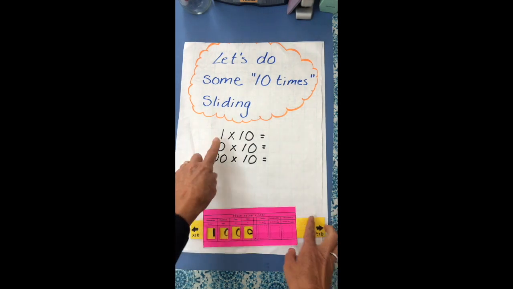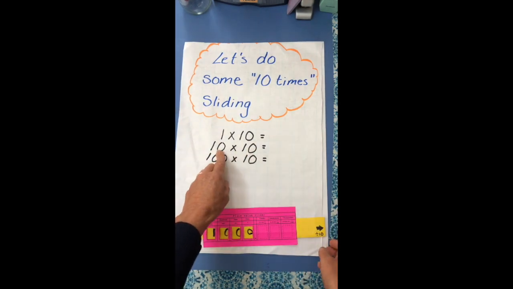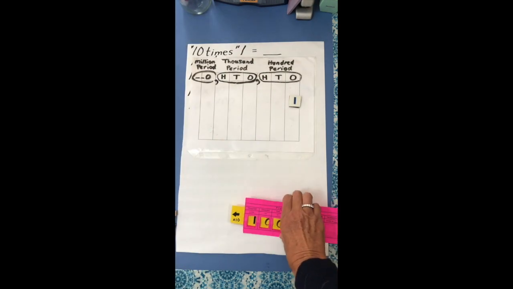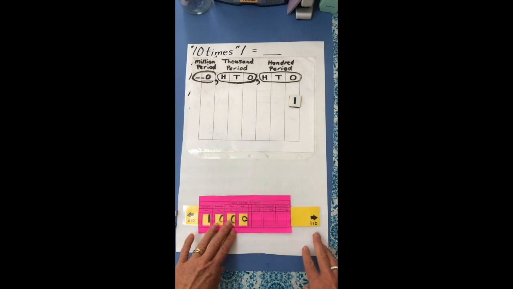So what we're going to be doing is multiplying by 10: 1 times 10, 10 times 10, and 100 times 10. Right, so you can see what I first did.